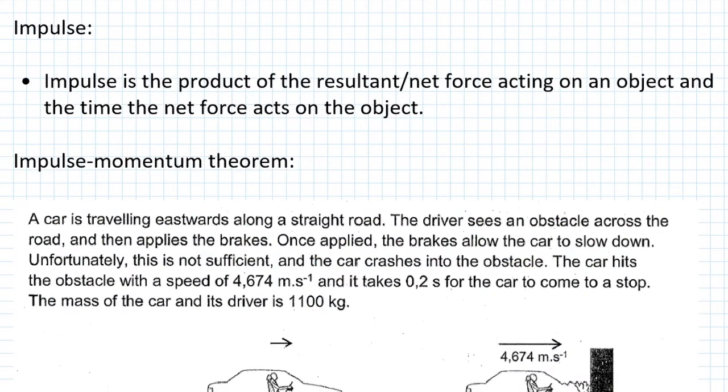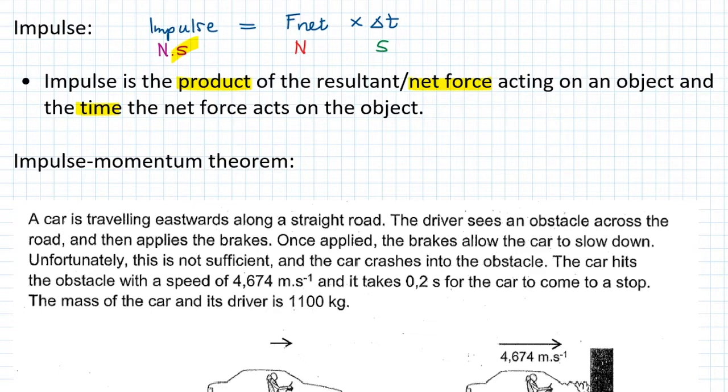We can define impulse as the product of the resultant or net force acting on an object and the time that the net force acts on the object. We write down impulse is equal to the net force multiplied by change in time. Net force is still measured in newtons, and time is of course still measured in seconds. Therefore, grade 12s, we say that impulse is measured in newton seconds. Very important, this is not newtons per second, so there is no negative on the seconds. Instead, it is simply newtons multiplied by seconds. We are not dividing by seconds.